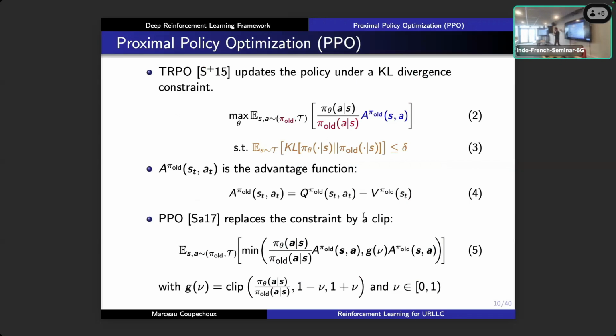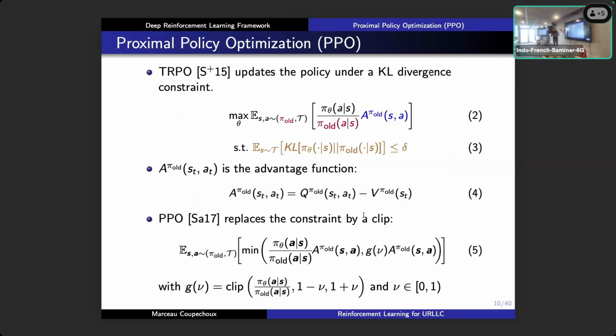So it's very simple. We take the minimum between what we wanted to optimize and this clip function times the advantage function. And the clip just says that, okay, I don't want this ratio to deviate more than some parameter. Okay, so it's very simple. So we just remove in this way the constraints, and we have some advantages.